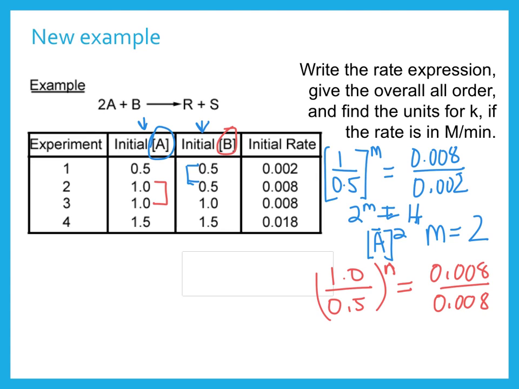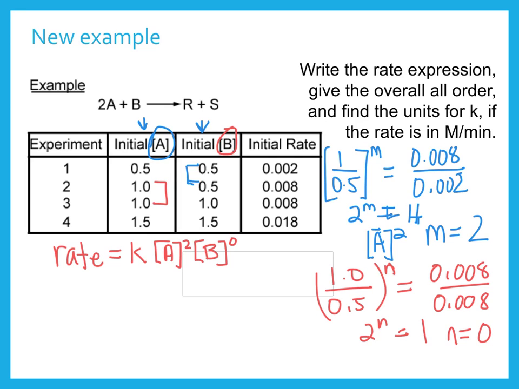You may be looking at that and going, okay, 2 raised to the n power equals 1. So we know that our n value in this case is 0 order. So term B has a power of 0. Our rate law would be rate equals k, A raised to the second order, and B raised to the 0 order. So you can simplify this and no longer write the B. This then becomes rate equals k, A to the second order.